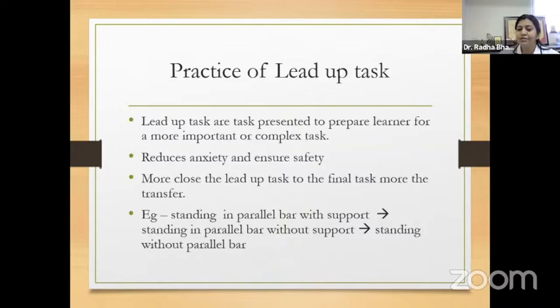For example, first we go with standing in the parallel bars with support, then without support, and then standing without the parallel bars. Standing was our main task. Standing without support was the goal we were trying to achieve with our patients. So initially what we had chosen was the parallel bar with support. This was a lead up, a guiding task for our main goal. This is how we can have practice of lead up tasks also.